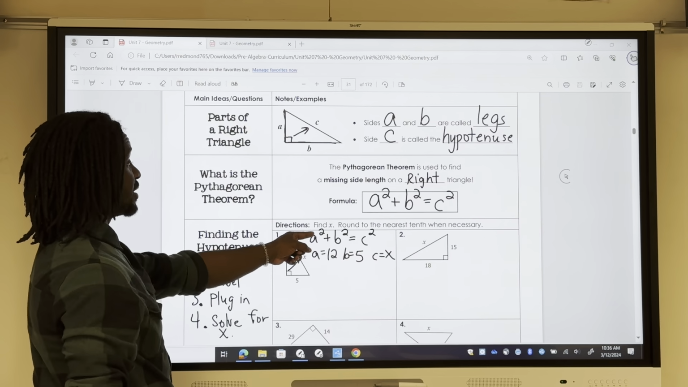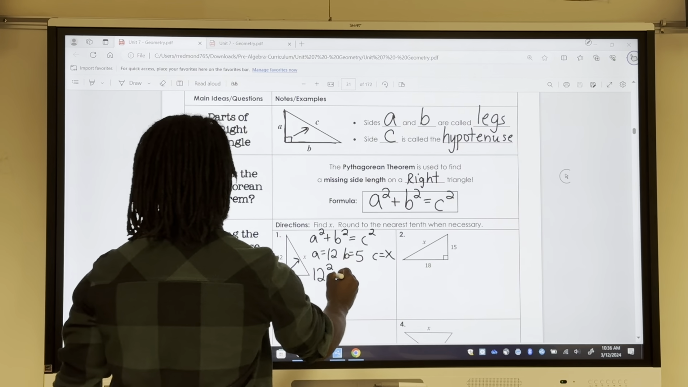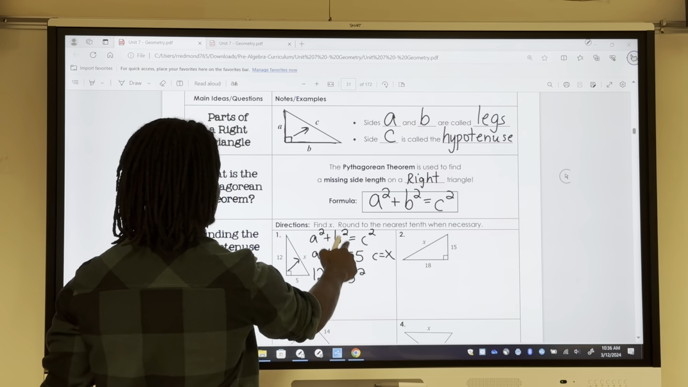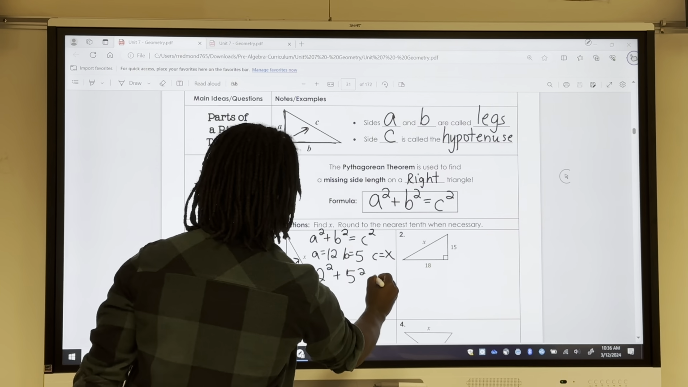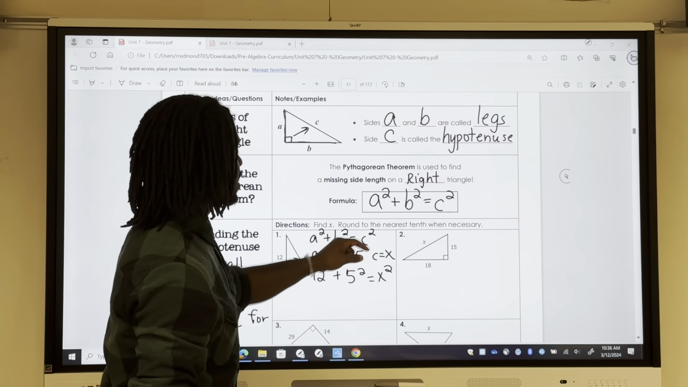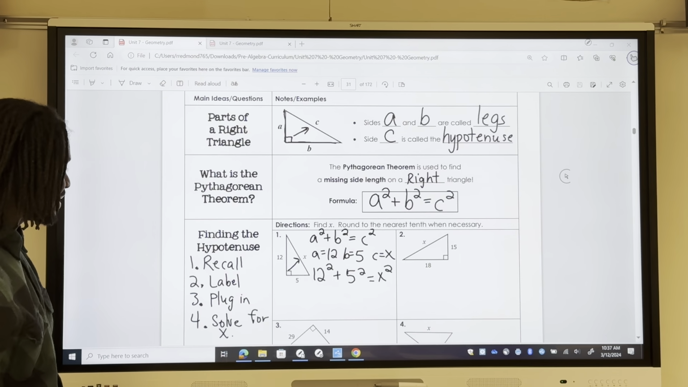Step 3 is I'm going to plug these into the formula. So I have 12 squared plus 5 squared, again, I'm just taking these numbers and plugging them in, equals x squared. I don't know what x is, but it's x, and I have to square it. So that is me plugging it in.